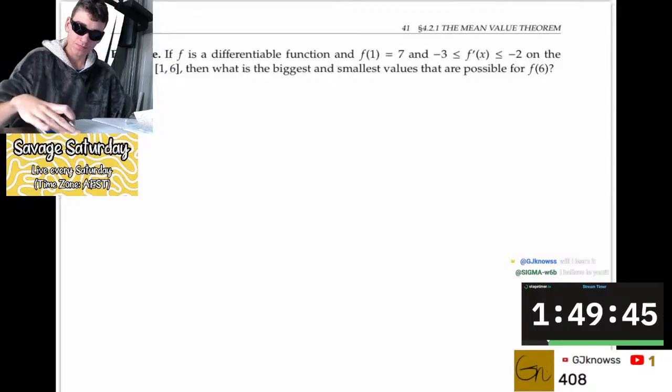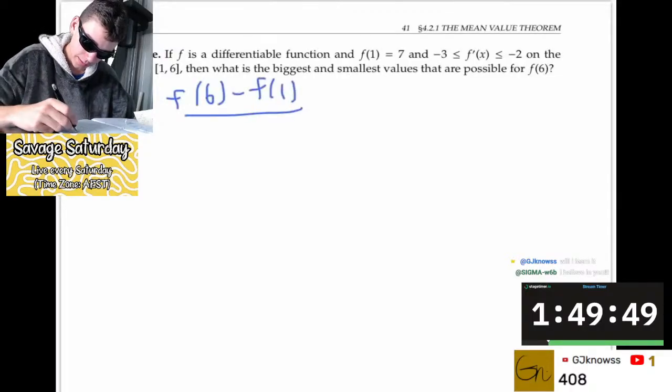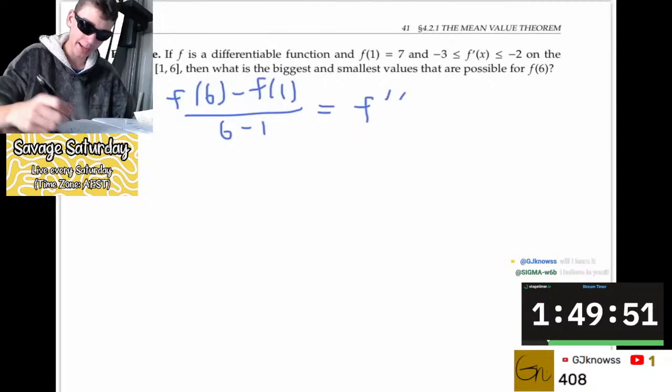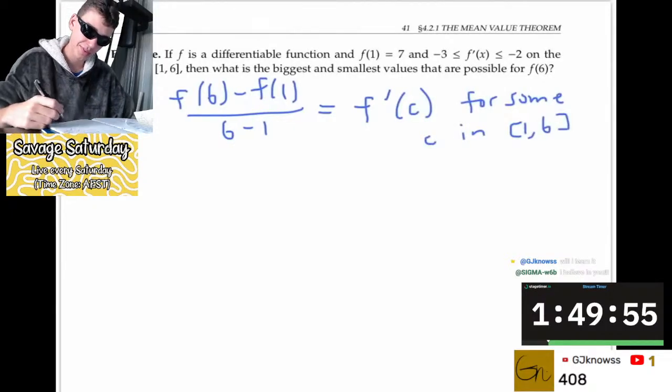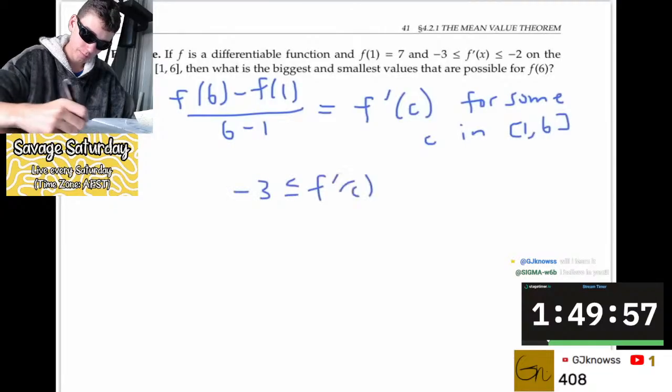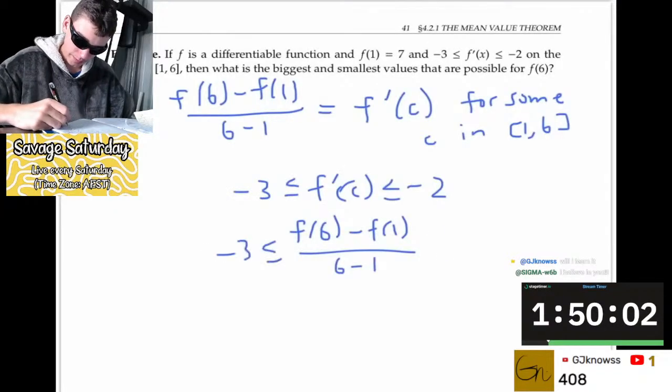More specifically, the mean value theorem tells us that the average rate of change, f of 6 minus f of 1 over 6 minus 1, is equal to f prime of c for some c in the interval 1, 6. Since the derivative is bounded between negative 3 and negative 2, we know that the average rate of change is bounded between negative 3 and negative 2.